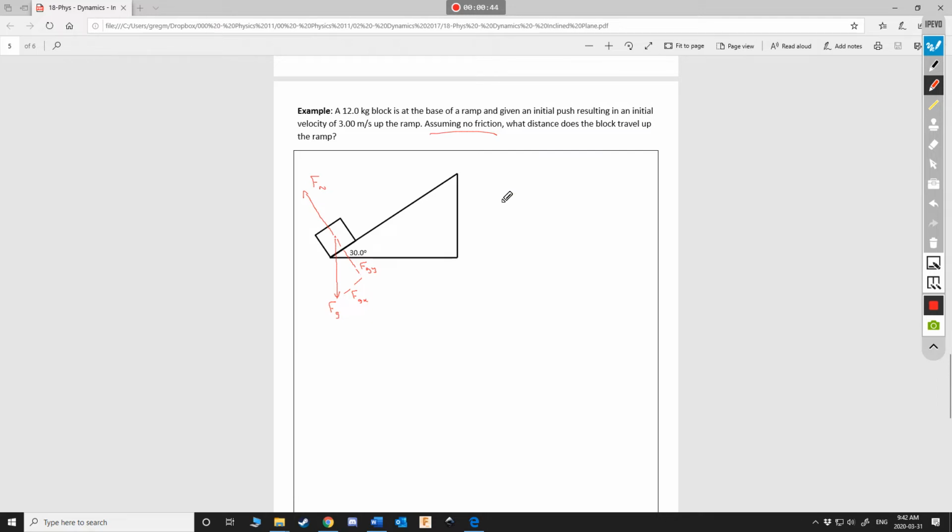So what we see is the sum of the forces in the x direction is mass times acceleration in the x direction. And there's just that force of gravity. Because it's going up the ramp, I'm going to say up is positive. In this case, Fgx is actually opposing that positive motion. So minus Fgx. So mass times acceleration is equal to negative mg sine 30 degrees. See, the masses cancel out. Ax is equal to negative g sine 30.